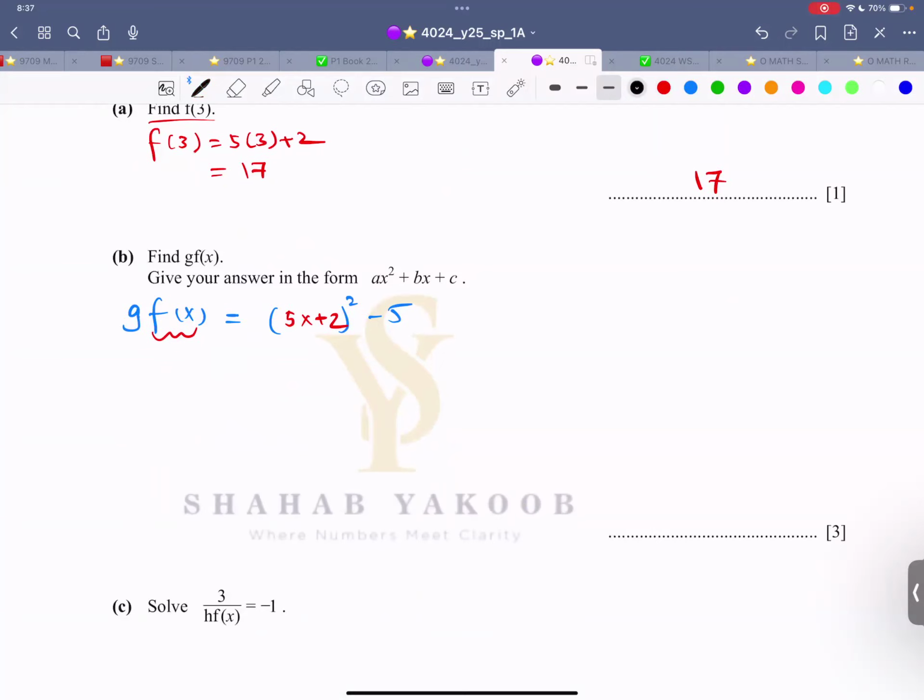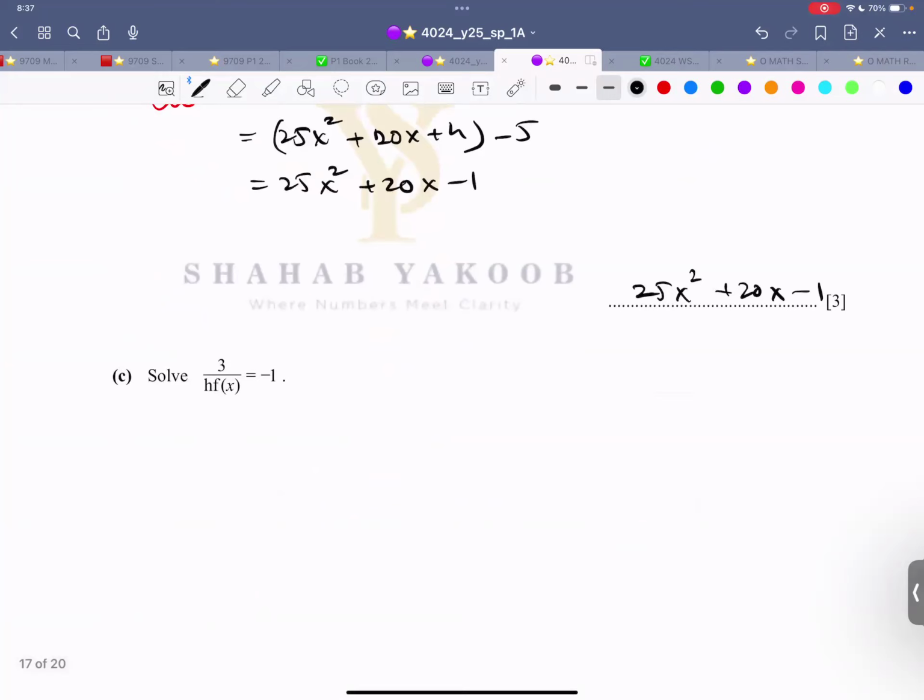Let's expand. That comes out to be 25x squared plus 10x, 10x. That's 20x plus 4 minus 5. That is 25x squared plus 20x minus 1. That is the answer, 25x squared plus 20x minus 1.